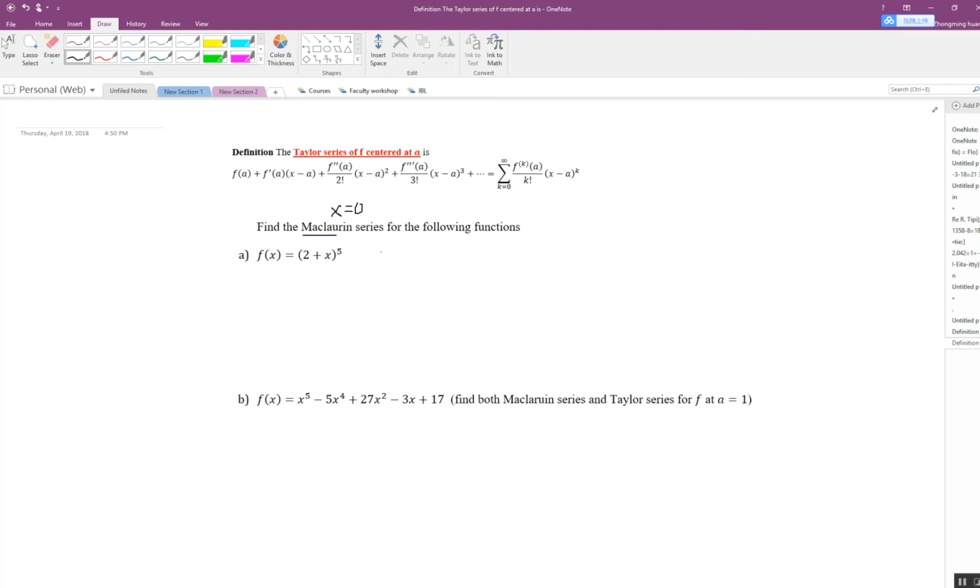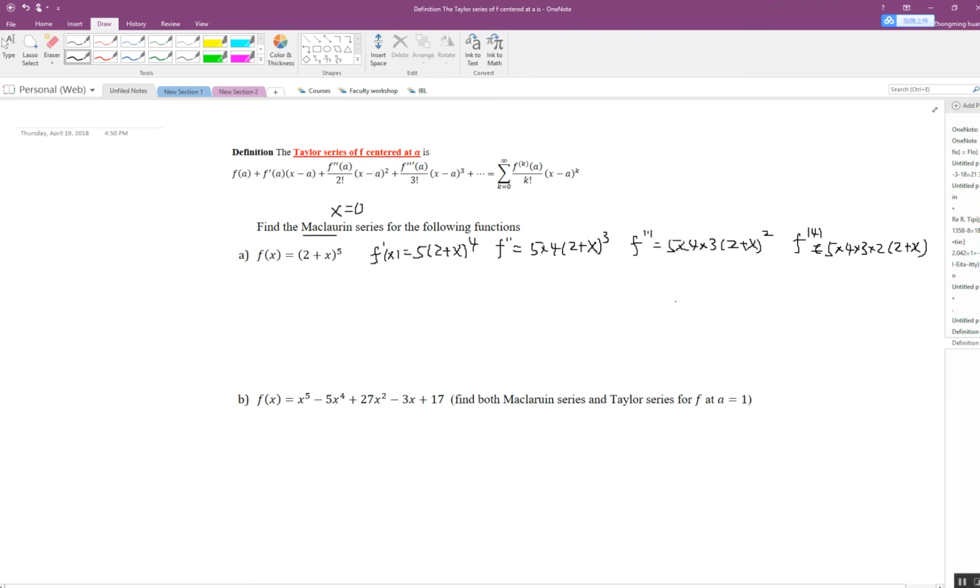So therefore I need to find f prime, which is 5 times (2 plus x) raised to power 4. F double prime, which is 5 times 4 times (2 plus x) raised to power 3. Third derivative, and then fourth derivative, right? The fourth derivative is 5 times 4 times 3 times (2 plus x).